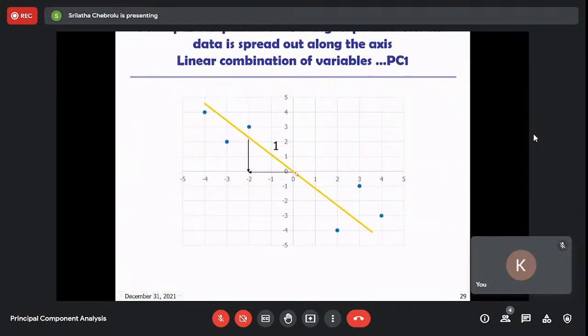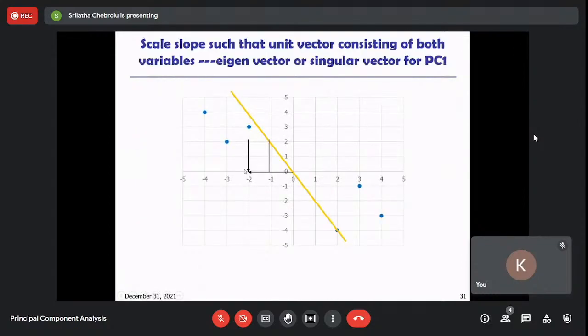For two units of change in the x-axis, we have got 2 units of change in the y-axis also, so the slope is 1. In this case, the slope has become 1 by 2. This is 2 and this is 1, right? So this distance will be square root of 1 square plus 2 square, so it will be square root of 5.